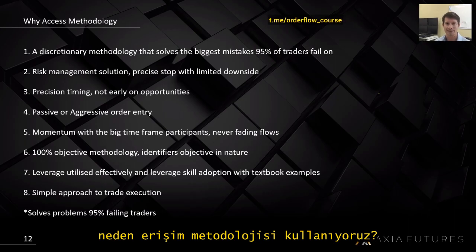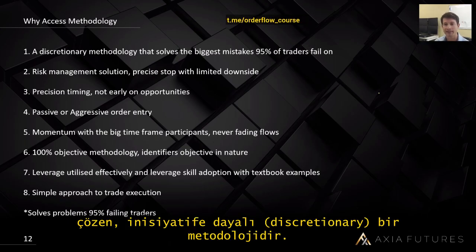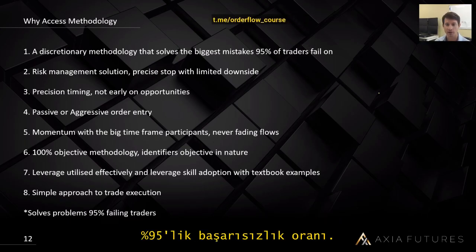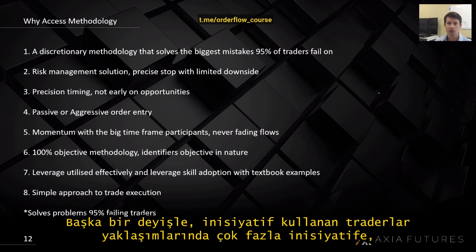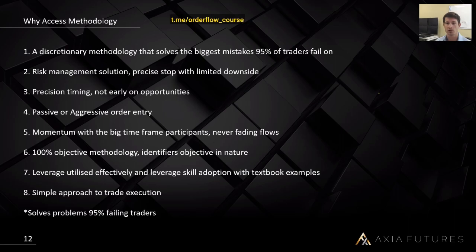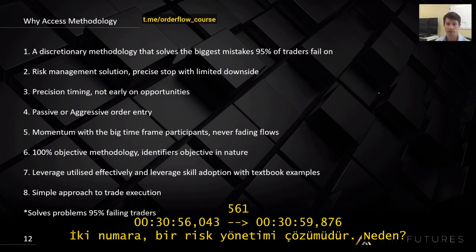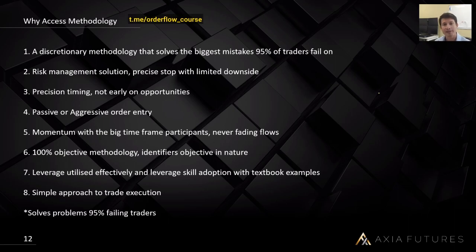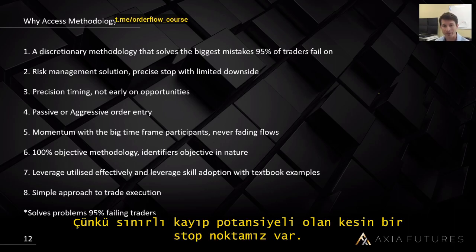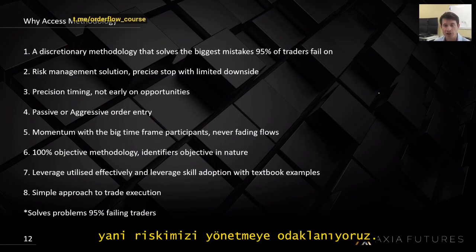Why do we use access methodology? Number 1, it's a discretionary methodology that solves the biggest mistakes 95% of traders fail on. In other words, discretionary traders have got too much discretion, too much subjectivity in their approach, and this will solve 95% of those discretionary problems you've got. Number 2, it's a risk management solution. Why? Because we have a precise stop with limited downside. In other words, we're focusing on one of the biggest problems most traders have, which is managing our risk.